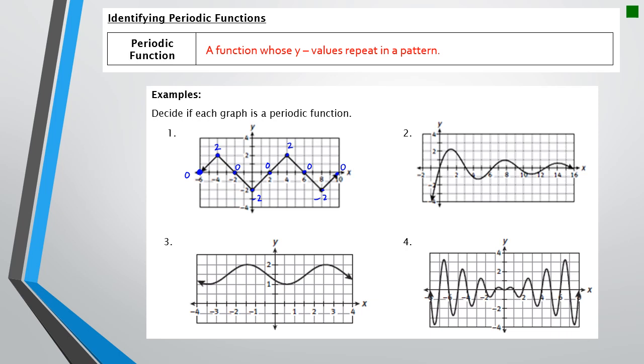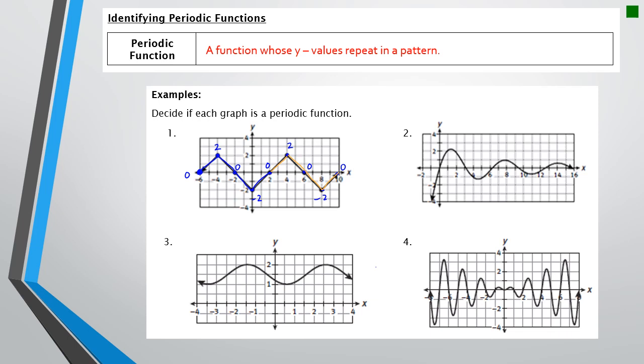For this particular graph, I have to go from 0 to 2, from 2 to -2, and back to 0, and that would be considered one full cycle of the graph. Then you can see I would have another one right here. So this little zigzag shape, each one would be considered what's called one cycle of the graph.